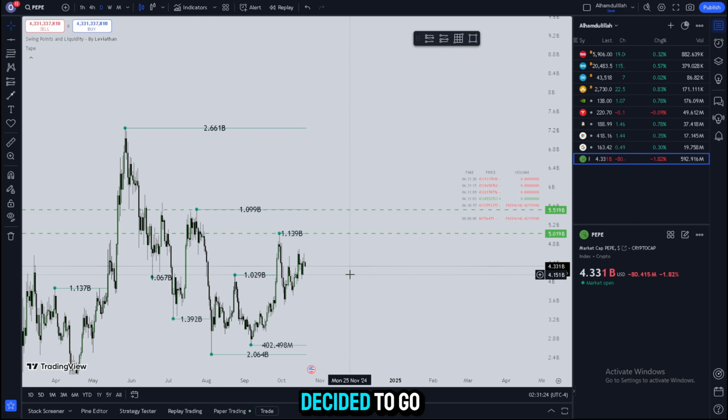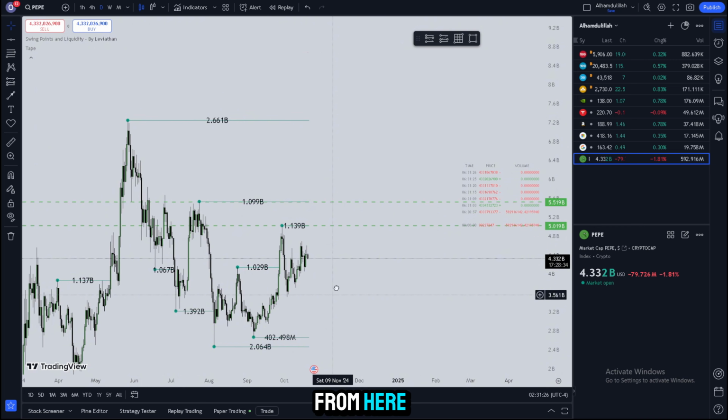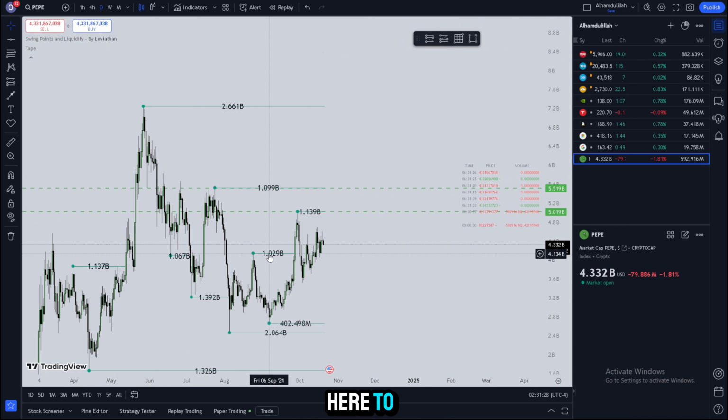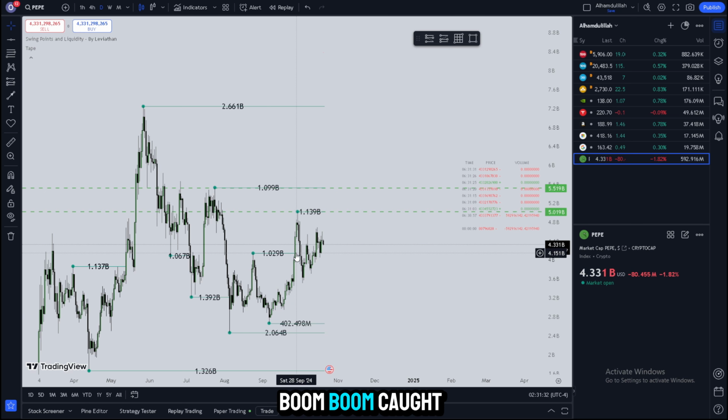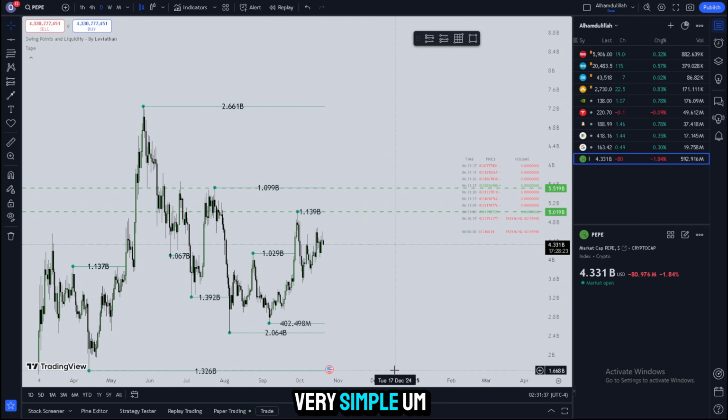Because price decided to fall down from here. Same thing from this resistance point here too. You could have eventually caught a breakout, and people did very easily. Boom, boom, boom, boom, caught that. Super nice, and it was very simple.